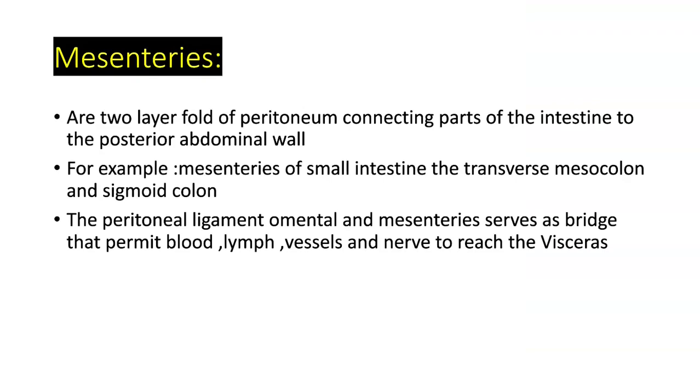Next, we will discuss the mesenteries. Mesenteries are two-layer folds of the peritoneum connecting part of the intestine to the posterior abdominal wall. For example, the mesentery of the small intestine. The mesenteries of the large intestine and sigmoid colon are called the mesocolons.